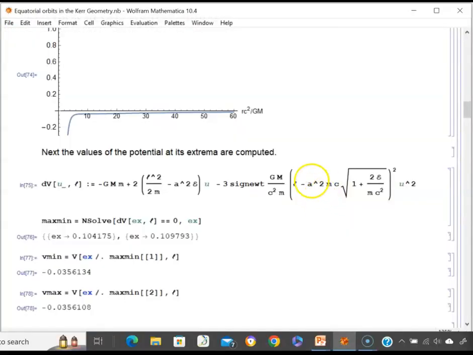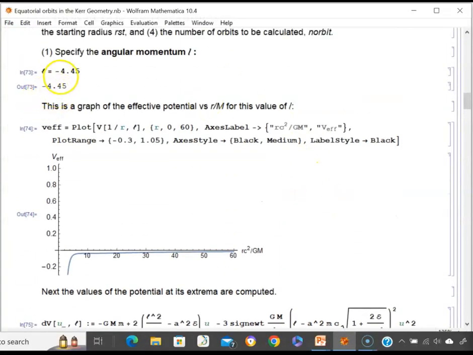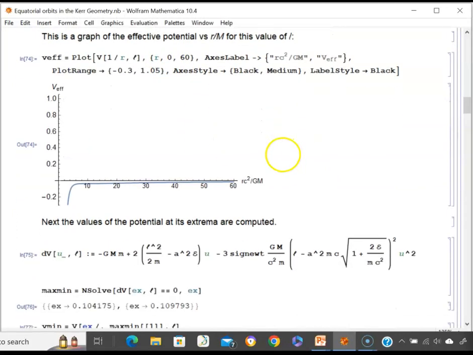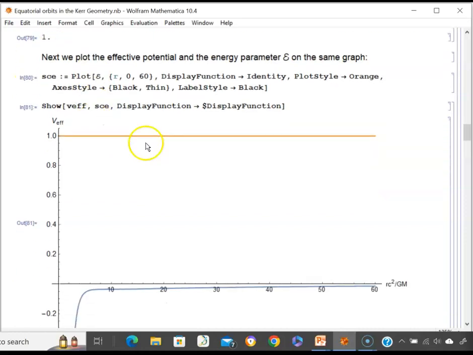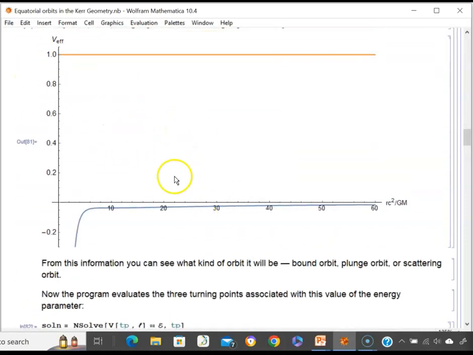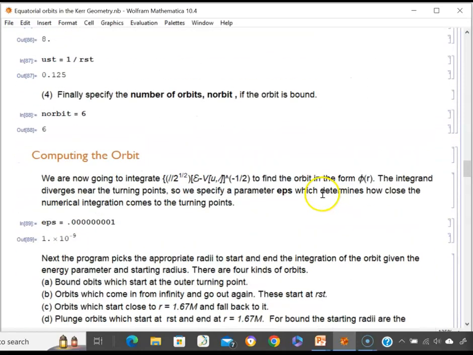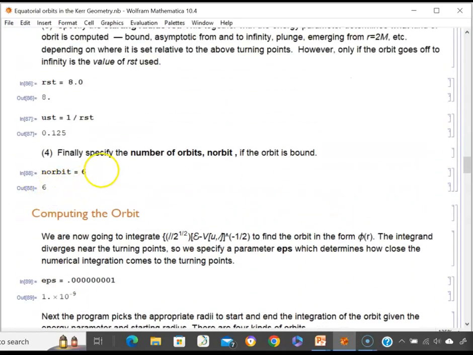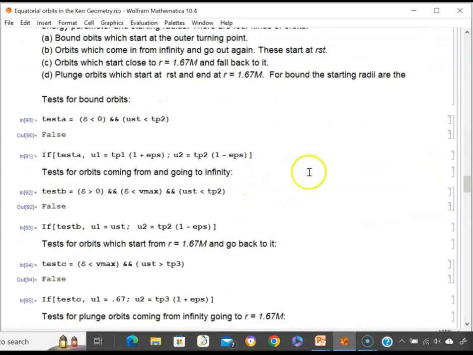Now, I think I had one more to look at. Yes, there was one more to look at, and that was this particular case. Again, minus 4.45 units of angular momentum per unit of mass. Total energy set to 1. That's the effective potential there. And down we come. Well, I put 6 orbits here. It doesn't really matter. The beautiful thing too, this program is very well written. It's amazing.